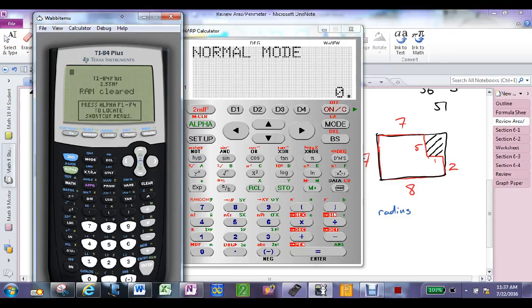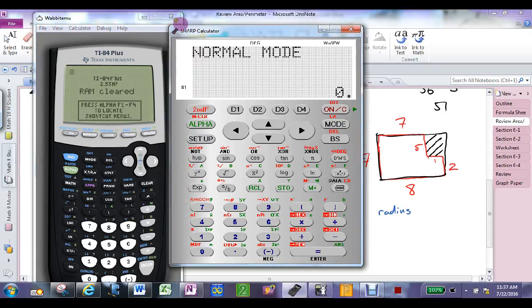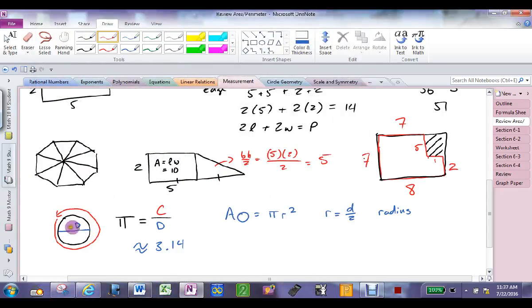Wherever your button is, you've got to find it. So we're all going to take a moment to find it right now. Every one of your calculators has it. So, here is what we would do. I am going to tell you here that your D equals 10.